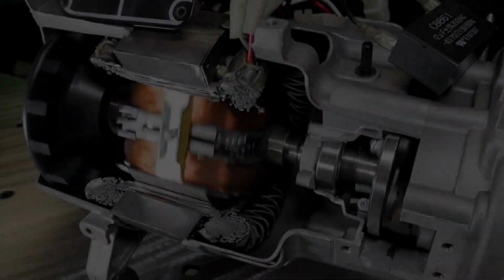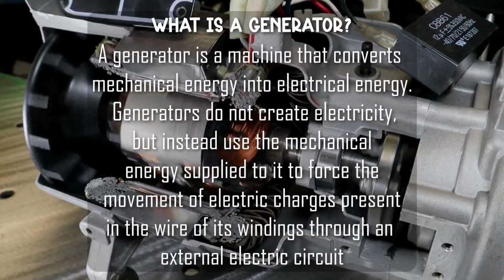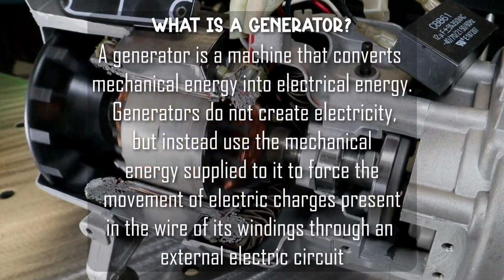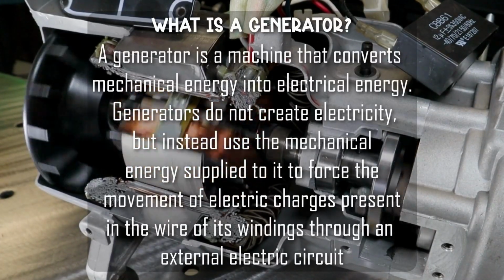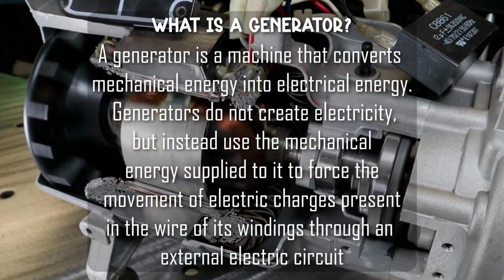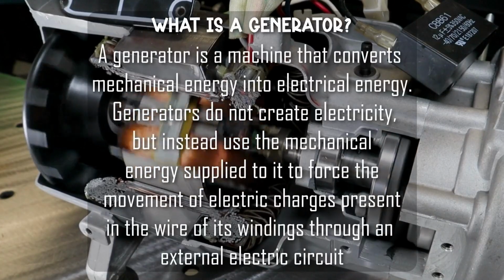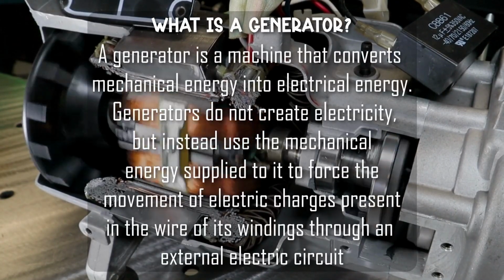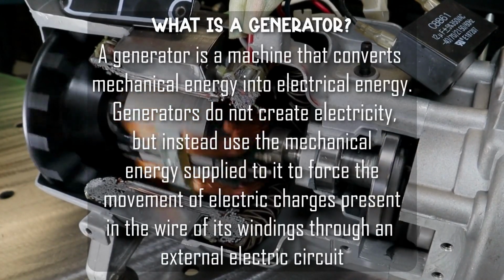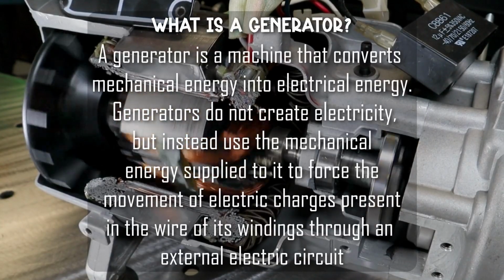Okay, first of all, let's talk about what is a generator. Well, a generator is a machine that converts mechanical energy into electrical energy. Generators do not create the electricity, but instead use the mechanical energy supplied to it to force the movement of electric charges present in the wires of its windings through an external electric circuit.